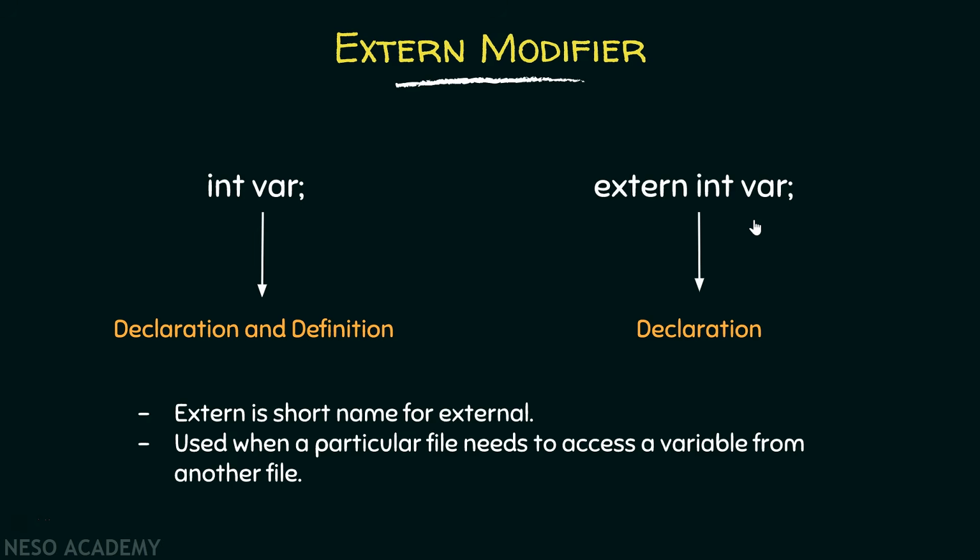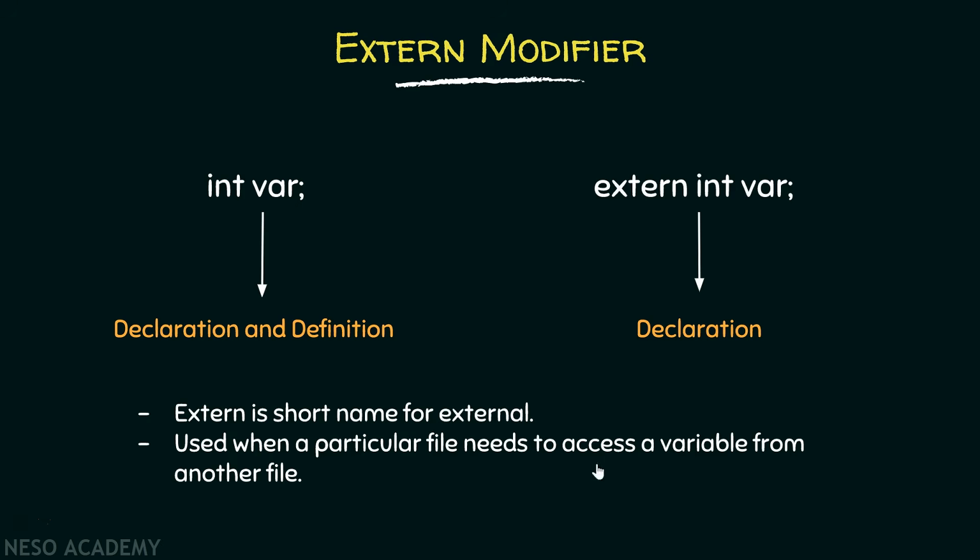Here I'm trying to access the variable which is somewhere in the other file. By writing extern in front of it, it would not define it once again and simply declares it, and we are going to reuse that variable which was defined somewhere in the other file. That is what this line means.